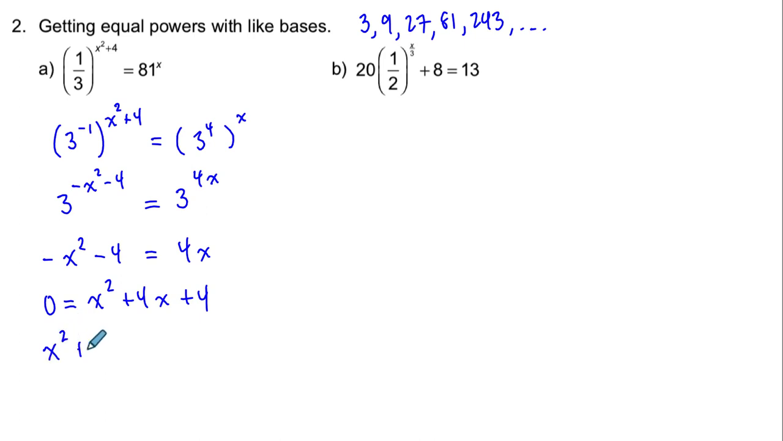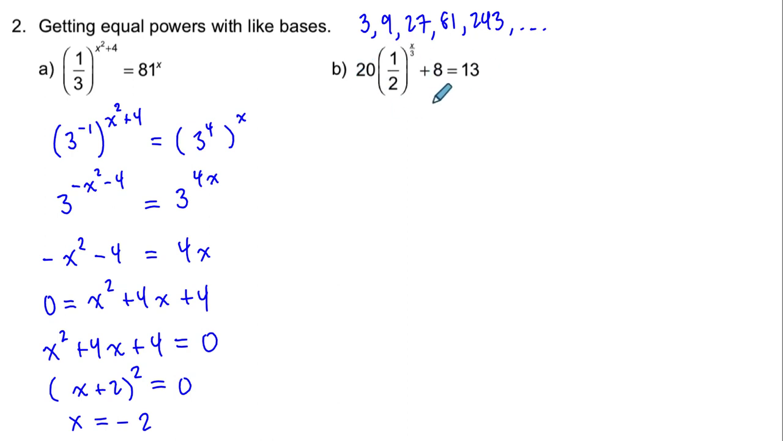We might want to rearrange it so that the non-zero side is on the left. Then we can factor this, which gives us x plus 2 all squared equal to 0. And then we see that x is equal to negative 2. So we have one solution here, and we can substitute the value for x to confirm that the left side and the right side are equal.